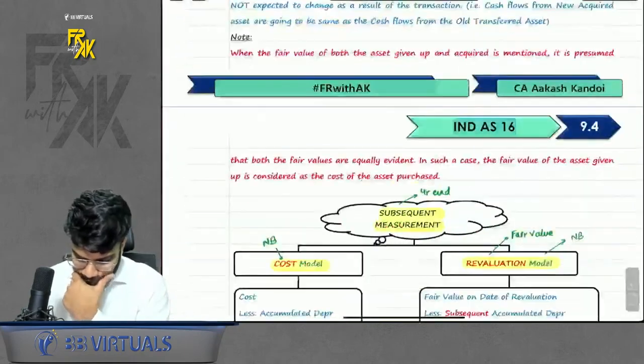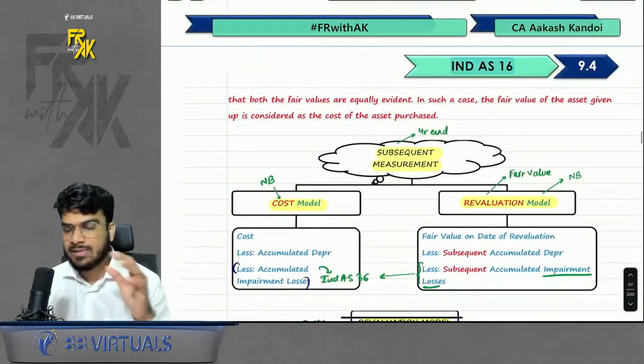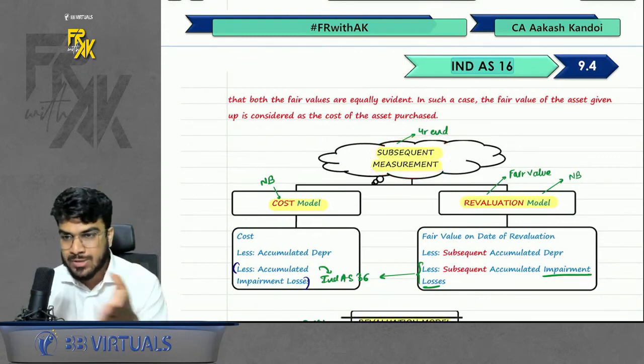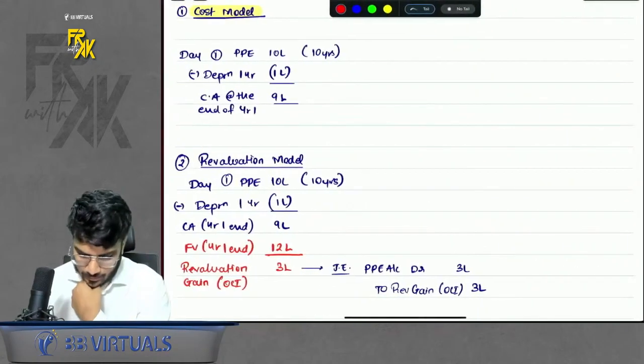Okay. This was initial measurement, then we came towards subsequent measurement. In that we have 2 models, and you can choose either of the models. In the cost model, the method is very simple.